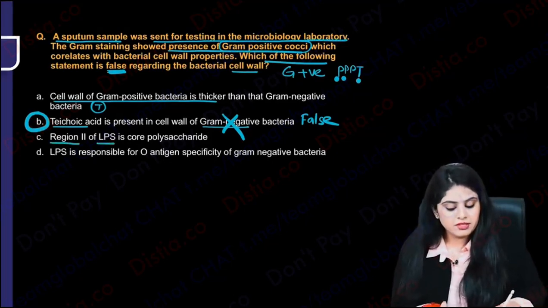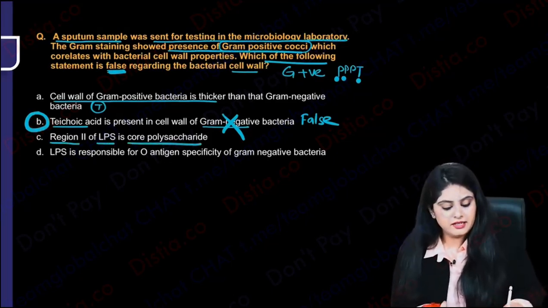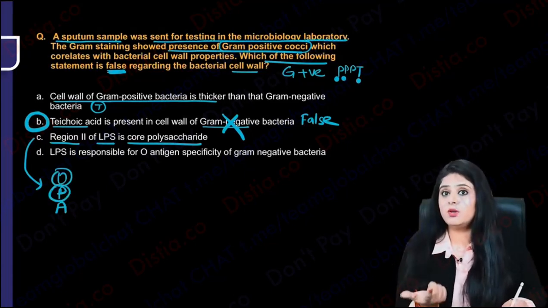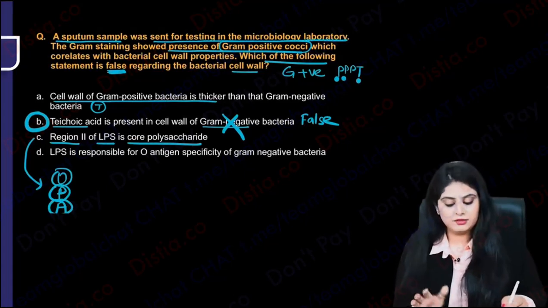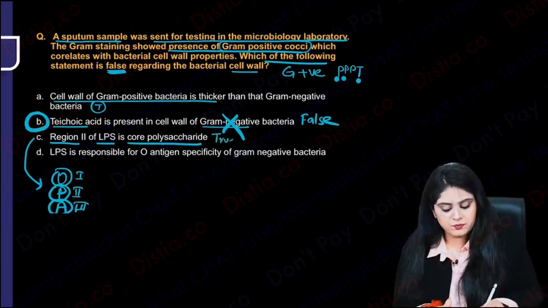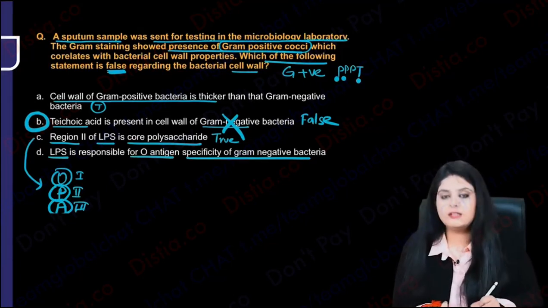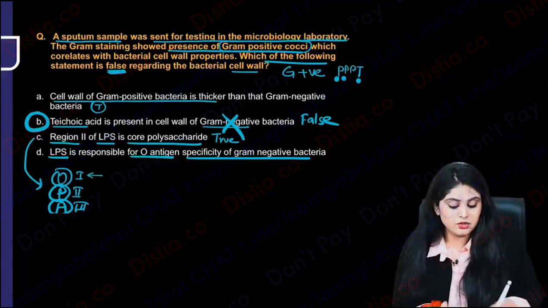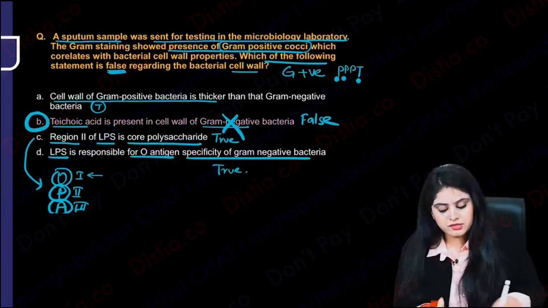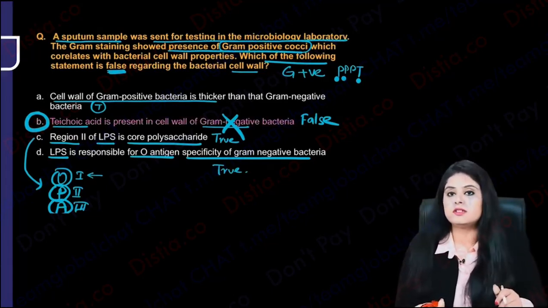Region 2 of a lipopolysaccharide is core polysaccharide. Yes, I learned lipopolysaccharide was OPA. OPA means there is O antigen, polysaccharide, and A is lipid A. So is region 2 a polysaccharide? Yes, this is also true. Lipopolysaccharide is responsible for O antigen specificity in gram-negative bacteria. Yes, it has an O antigen which shows you variability. So of course that is also true. So the only false statement was teichoic acid, because teichoic acid is not present in a gram-negative, it is present in a gram-positive organism.